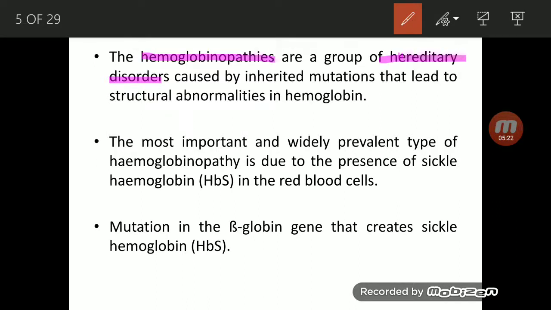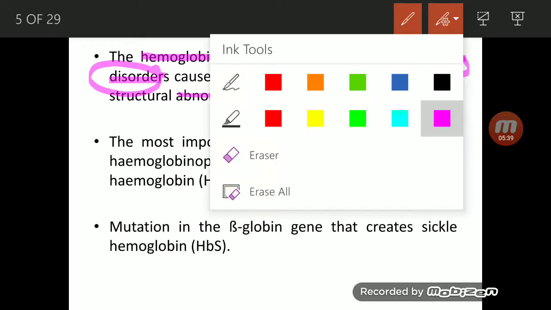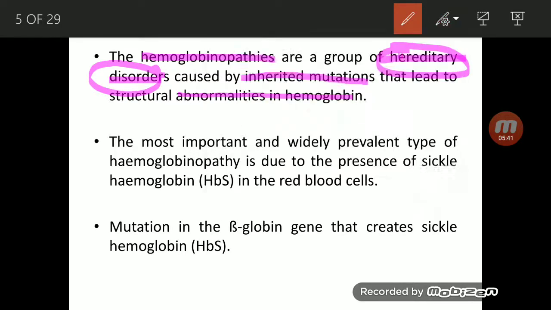Hemoglobinopathies are nothing but a group of hereditary disorders caused by inherited mutation. This mutation is passed on from your parent to your offspring, and it generally leads to abnormalities in your hemoglobin. So whenever we talk about mutation, what kind of mutation is seen?